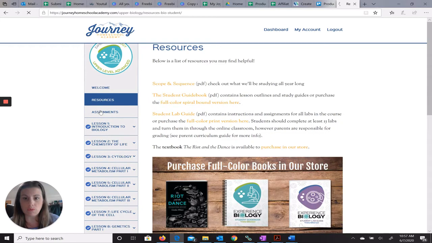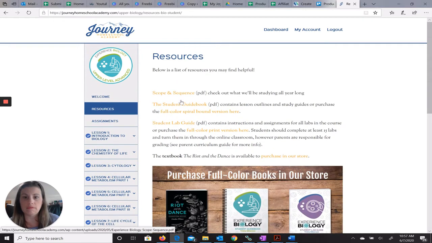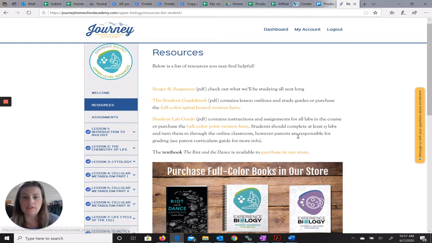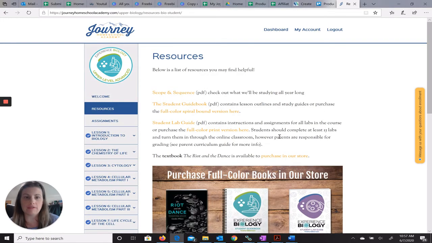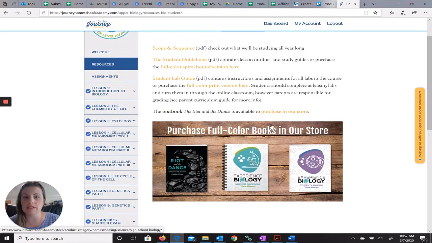The guidebooks, of course, don't have the answer key. So they could get their stuff here. I just got it and downloaded it for my son, sent it to him in email so he didn't have to worry about it. But this is available on their dashboard too.